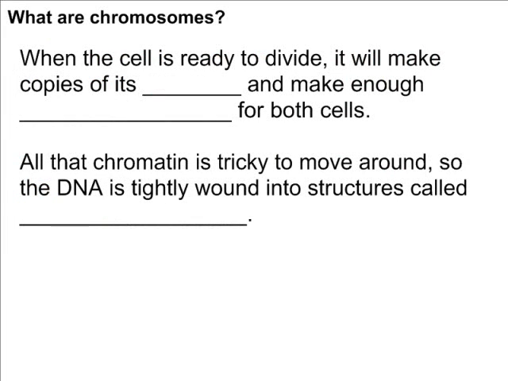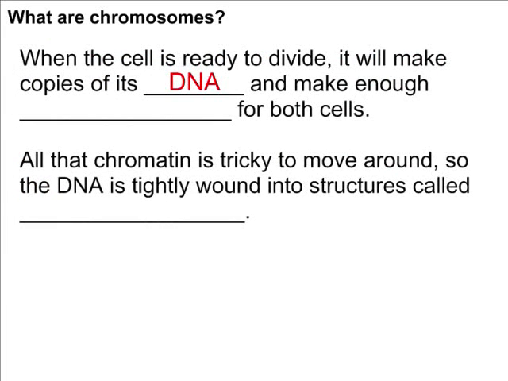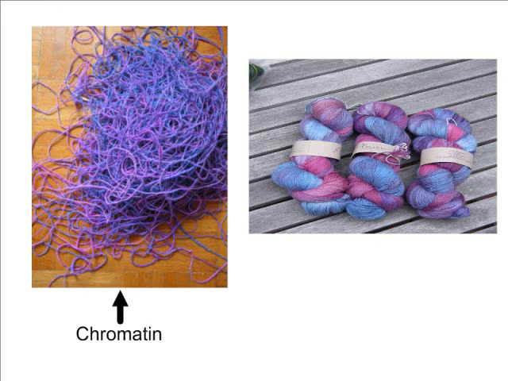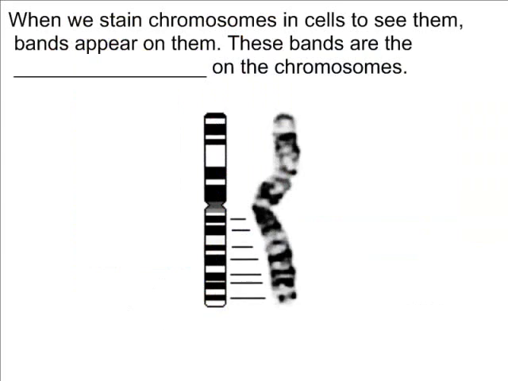Now when the cell is ready to divide, it makes the copies of DNA in the S phase, and it makes organelles in G2. Right now, all of that chromatin in the strands is really hard to move around, so we're going to tightly wind it into structures called chromosomes, so it's a little bit easier to move the DNA to each of the cells. You can think of chromatin as a mass of DNA strands, like this yarn here, and then chromosomes would be that chromatin tightly wound into these skeins of yarn, these tightly wound structures.